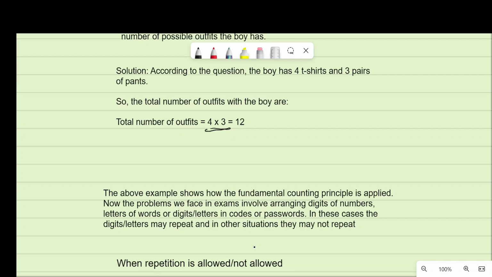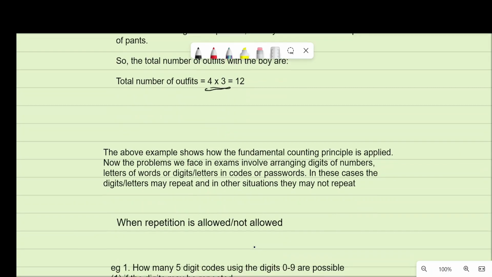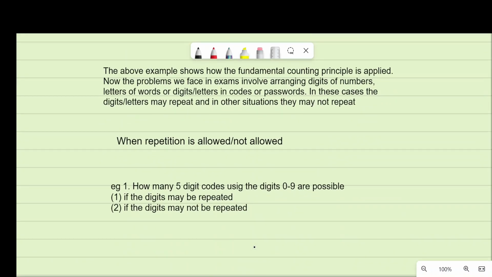Now, the problems we face in exams involve arranging digits of numbers, letters of words, or digits or letters in codes or passwords. In these cases, the digits or letters may repeat, and in other situations, they may not repeat. So now the situation is whether there is repetition or no repetition. You may have noticed in exam papers you have questions like that. Let's take one example in that way.